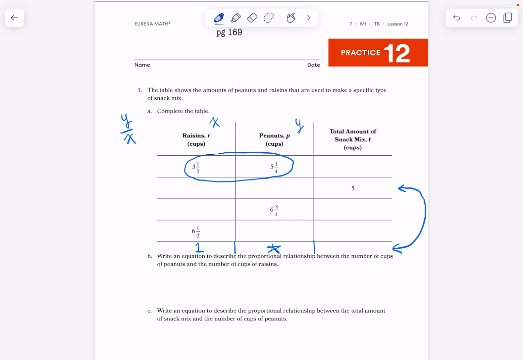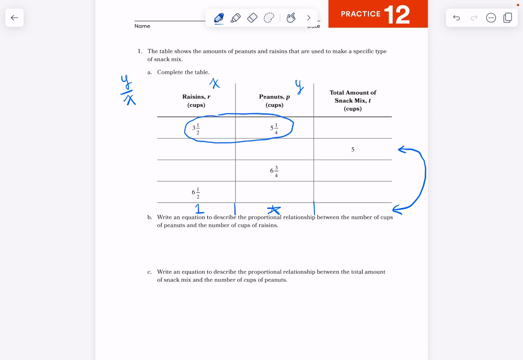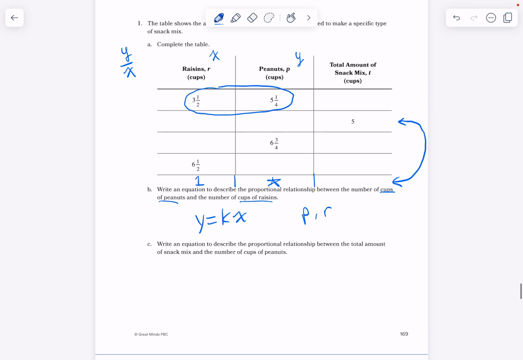All the other ones, you're going to be able to find the missing values, but for row number 2, you need to use row number 5 to solve it. So for part B, you're going to write an equation to describe the proportional relationship between the number of cups of peanuts and the number of cups of raisins. So remember, our form is going to be y equals k times x, but the variables you're going to use, I'm going to help you here. Cups of peanuts, you're going to use p, and you're going to use r. And remember how we calculate unit rate and which variables we're going to use. So you guys should be able to finish that problem from there.